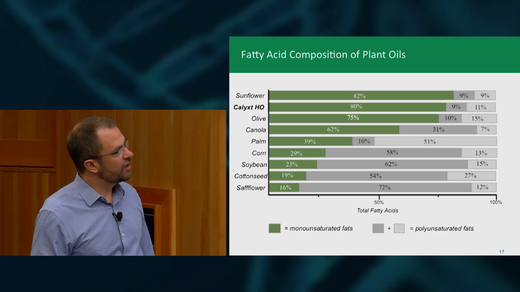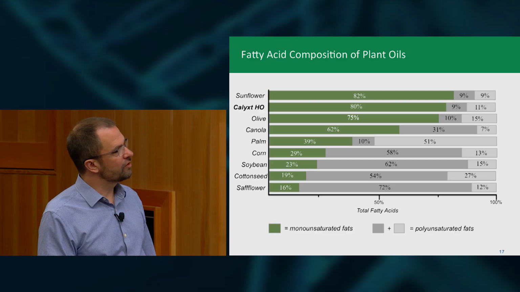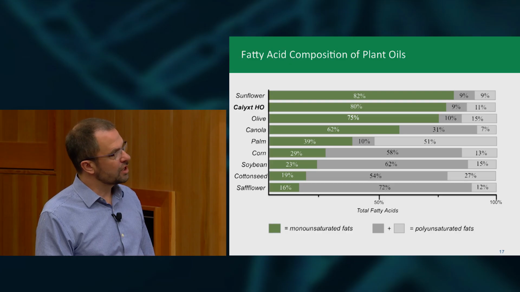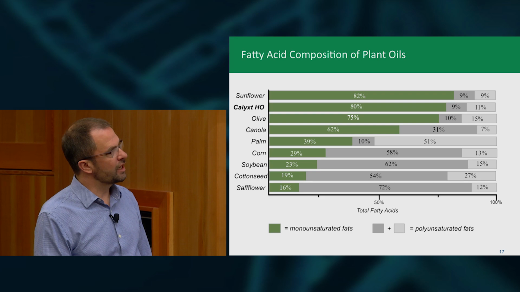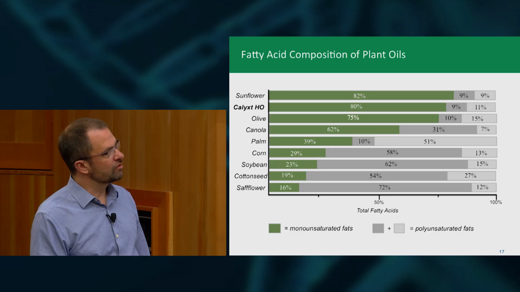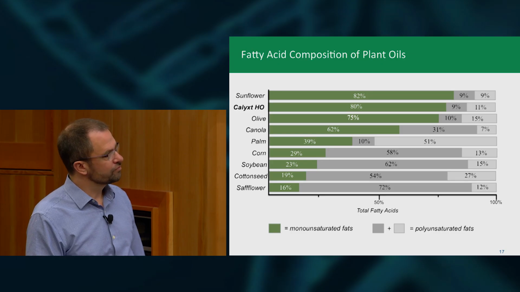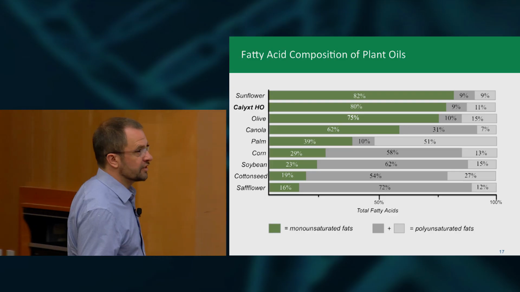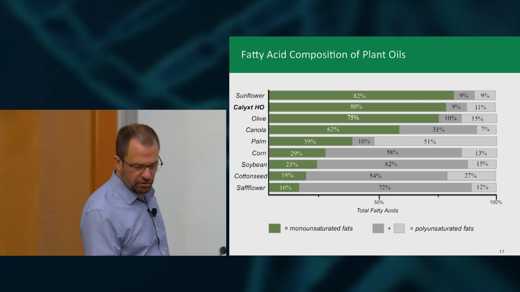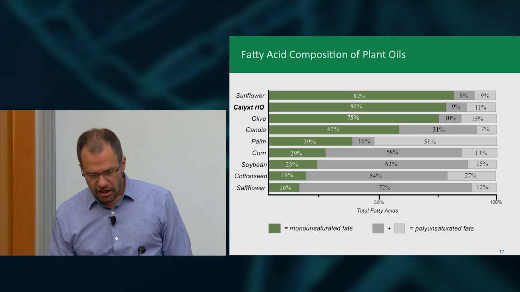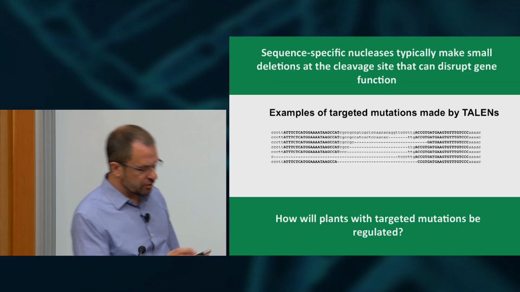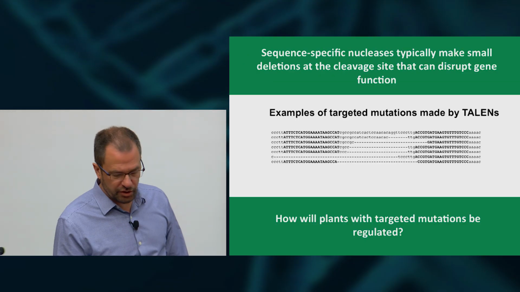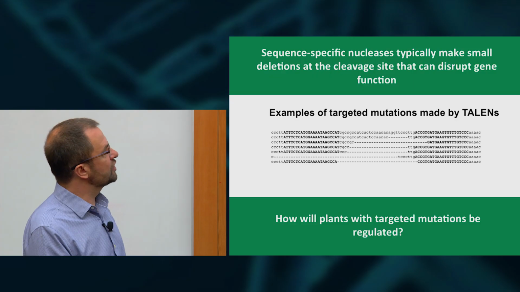And so this is now the fatty acid composition of our modified soybean oil. It has those knockouts in the 2 genes, all 4 alleles of the seed-expressed fatty acid desaturase. And what you can see is now the seed oil composition is very similar to our target oils of sunflower and olive. Low in polyunsaturated fats and high in these monounsaturated fats. These particular knockout mutations were made by TALENs, although CRISPR-Cas works at a very similar efficiency.